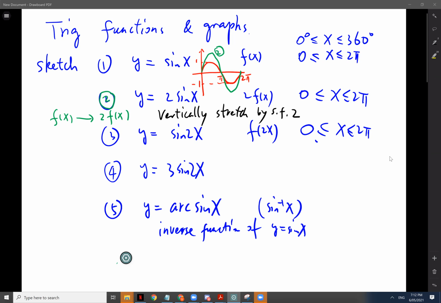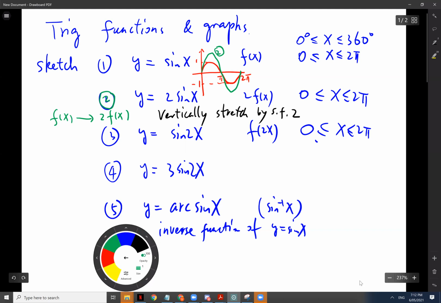Number 3, how do you sketch it? If we make a different color for number 3, for example, we try to make a black one. Number 3, the graph on. Number 3, sine 2x. Eden, how do we sketch it? Right, by scale factor half. This one, yeah. Number 3, we have this. That's number 3. Okay, f(x) to f(2x).